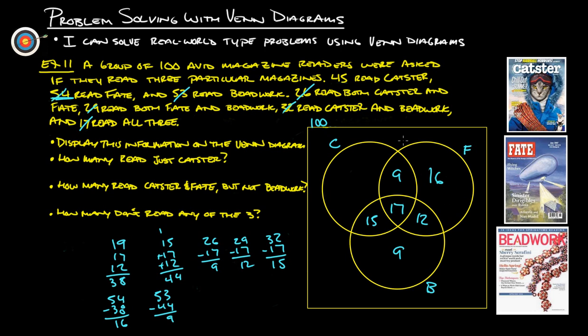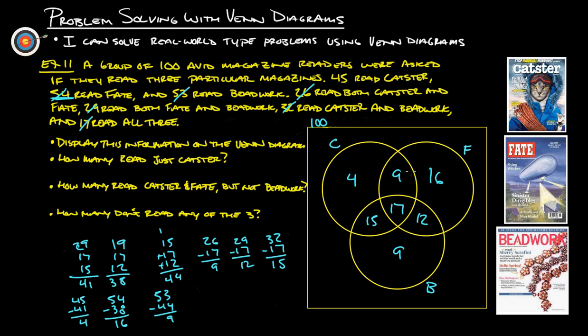And let's see, 45 total in the Catster. So we want to do 9, 17, and 15. Right? So let's see, that gives us 16, 21. So that's 41 total. And there's 45 total that read Catster. So if we do 45 minus 41, that means there are 4 that read just Catster. Right? Now, we have one more thing to find, and that's how many are outside here.